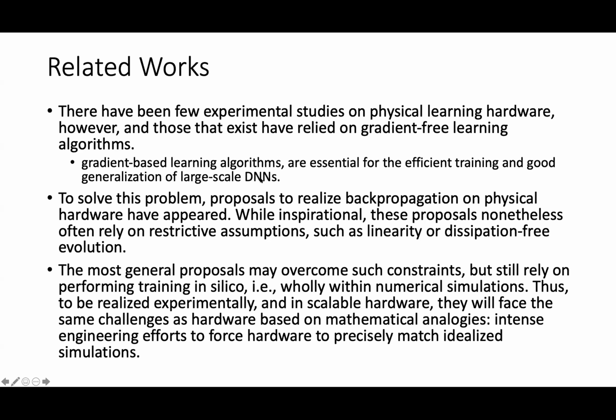I'm not sure what they mean by large, what kind of scale of neural networks, but it seems to me that some methods based on genetic algorithms can also tackle neural networks. To solve this problem, proposals to realize backpropagation on physical hardware have appeared. While inspirational, these proposals nonetheless often rely on restrictive assumptions such as linearity or dissipation-free evolution.